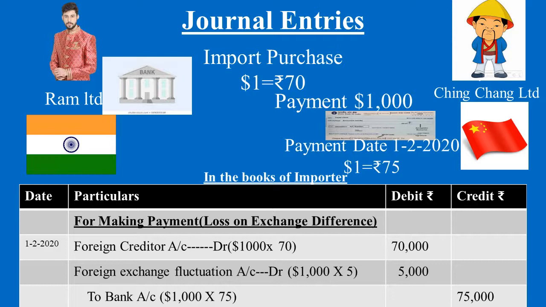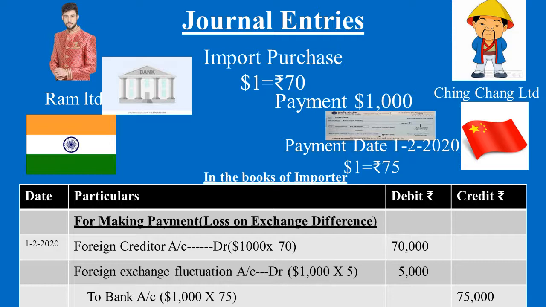So since it is a loss, we have to debit foreign exchange fluctuation account. So the entry will be foreign exchange fluctuation account debit $1,000 into rupees 5, and to bank. Who is the giver? The bank is the giver. How many dollars is the bank giving? $1,000. At what rate? 75. So the entry is $1,000 into 75.